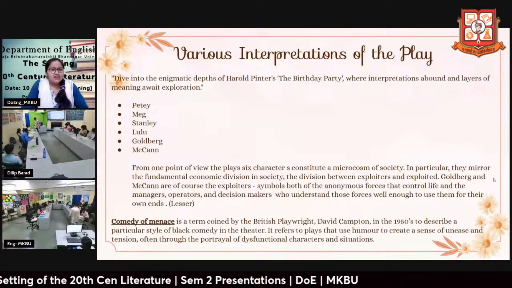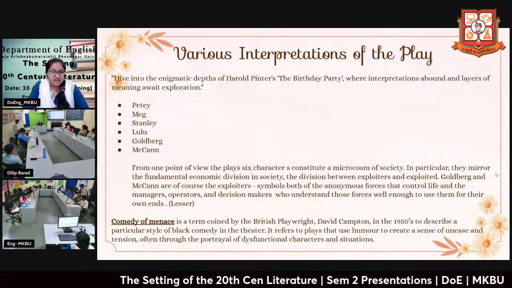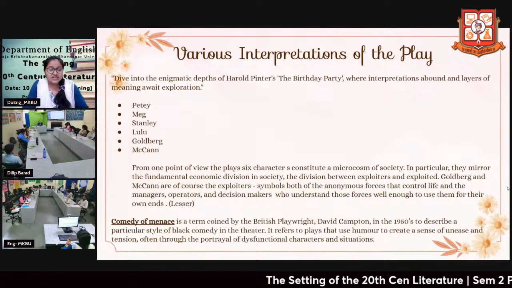Various interpretations of the play. Dive into the enigmatic depths of Harold Pinter's The Birthday Party, where interpretations abound and layers of meaning await exploration. In this play, there are six characters who constitute a microcosm of society in particular. They mirror the fundamental economic divisions in society.